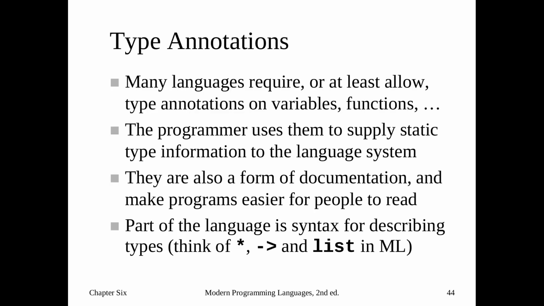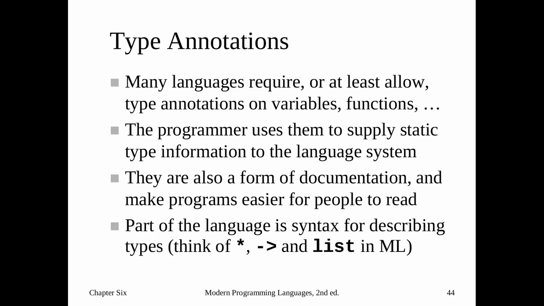Type annotations, right? This kind of gets into static versus dynamic typing. Many languages require, or at least allow, type annotations on variables and functions. Think of Java, where we say something is a string or an int or a list, and we have to do that for every variable. We can't just create a new variable and not tell it what the type is. That's a type annotation. So the programmer uses them to supply static type information to the language system.